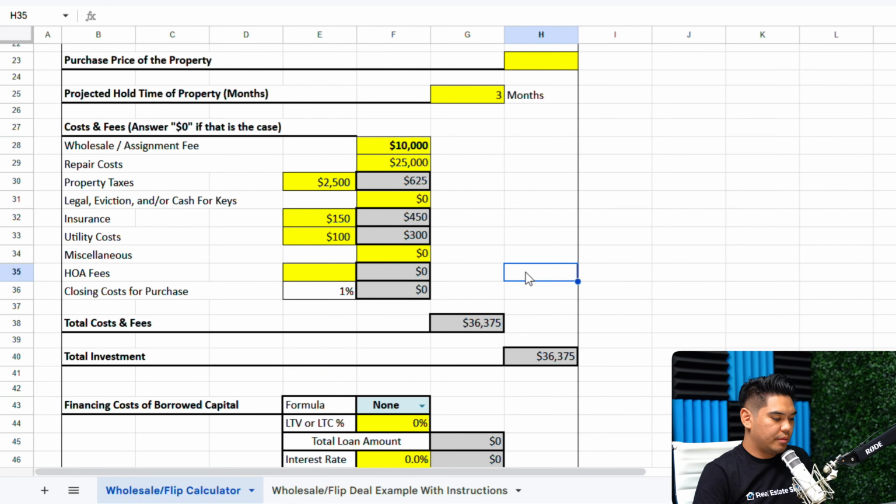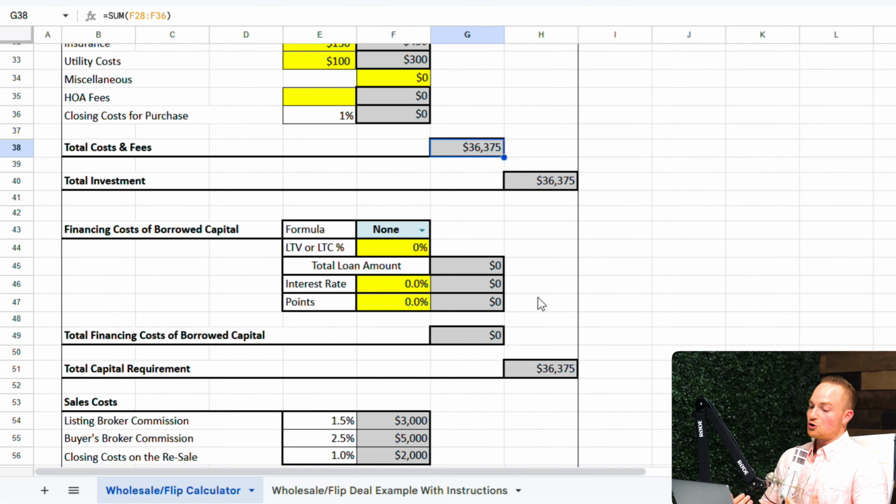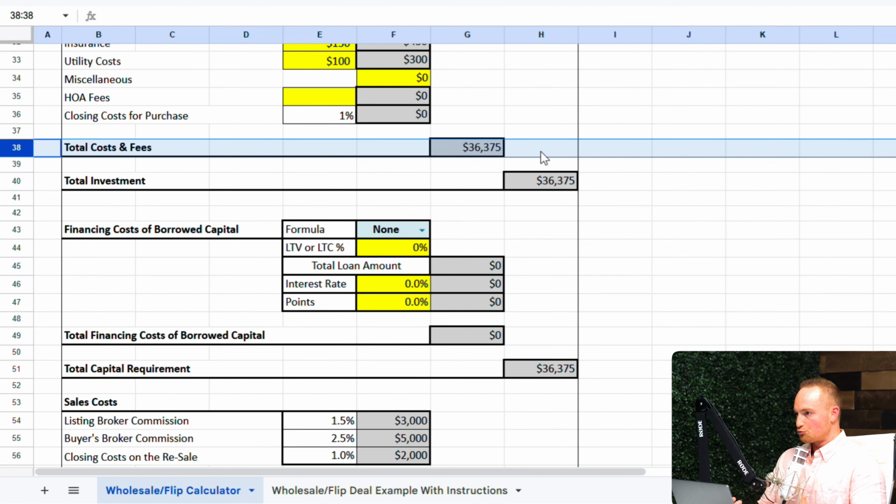Got it. So based on that, we can now see the total costs and fees involved. In this case, it's about $36,000, a little bit more than that. These are all the important numbers that we're going to need to ultimately determine our wholesale offer price. So now let's massage this number to figure out what's a good purchase price for the property.